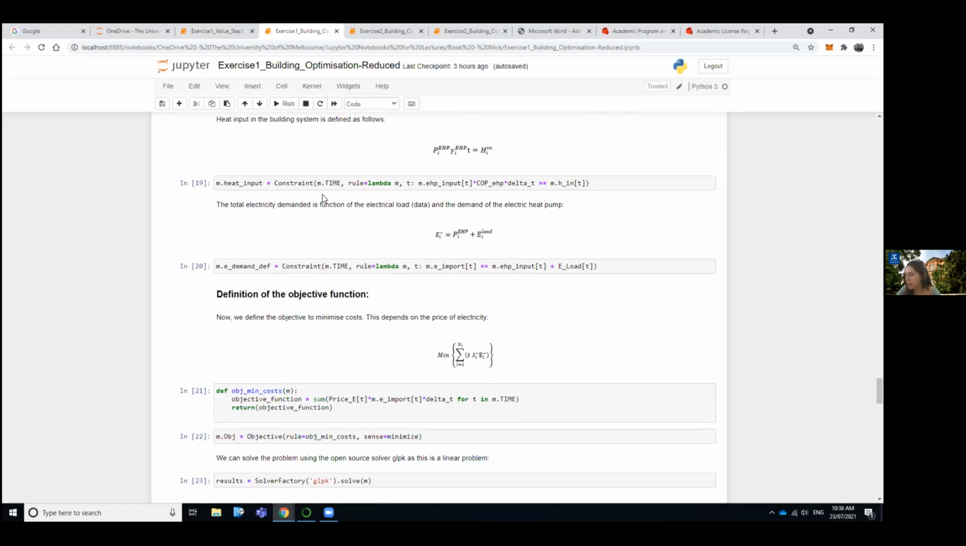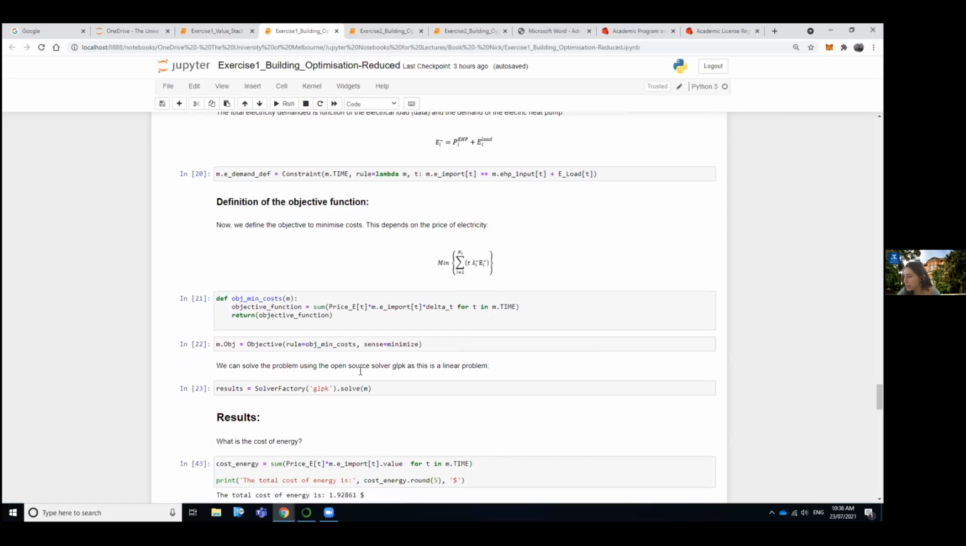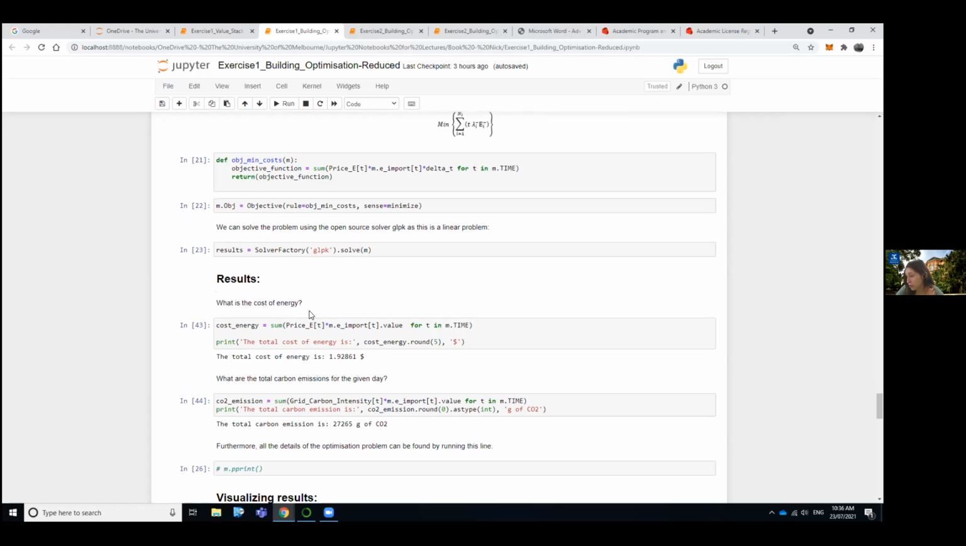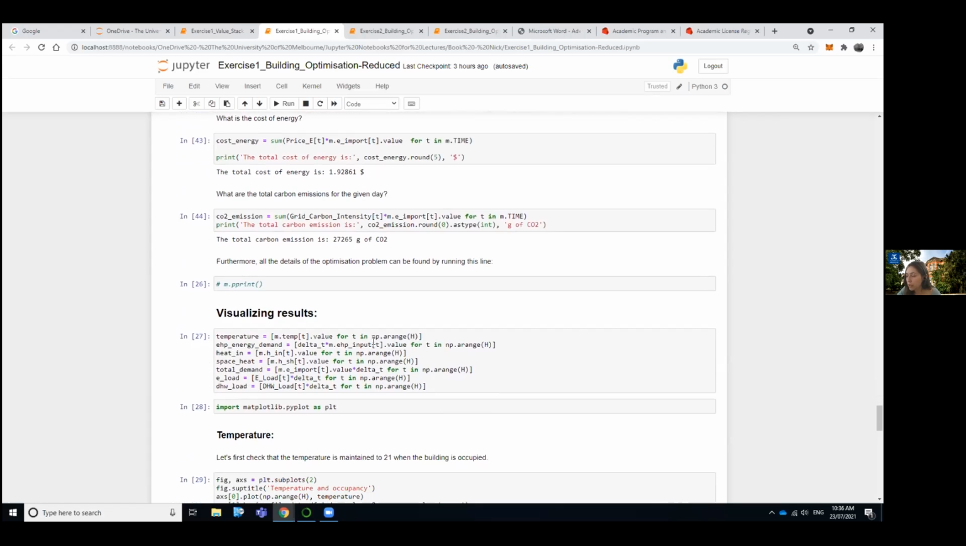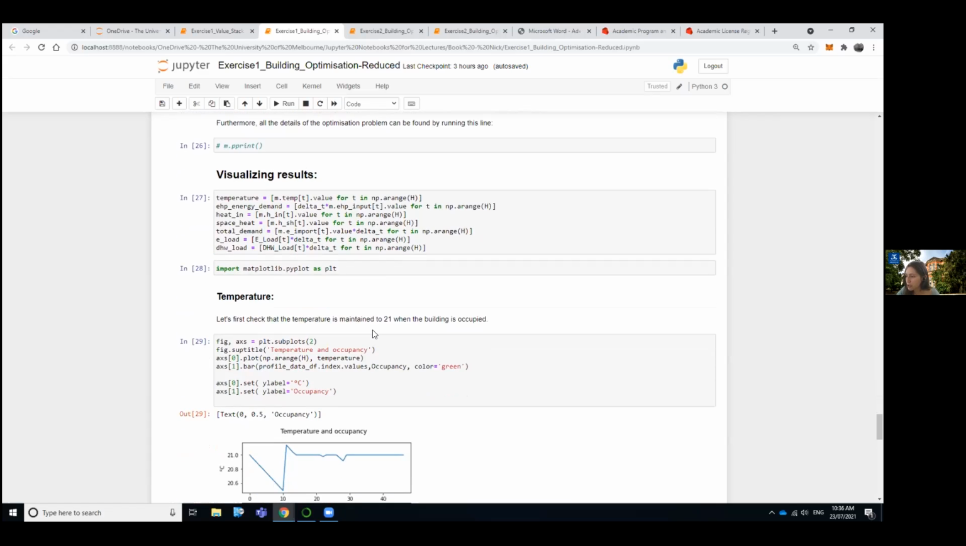And finally, once we have defined all the variables and all the constraints, we minimize the cost. Lambda is the price of electricity. And we solve this problem using GLPK, this solver. So by solving this problem, we get the optimal cost for this day, taking into account users' comfort, which is $1.92. We can also find the total carbon emission, taking into account the grid carbon intensity, and we can visualize the results.